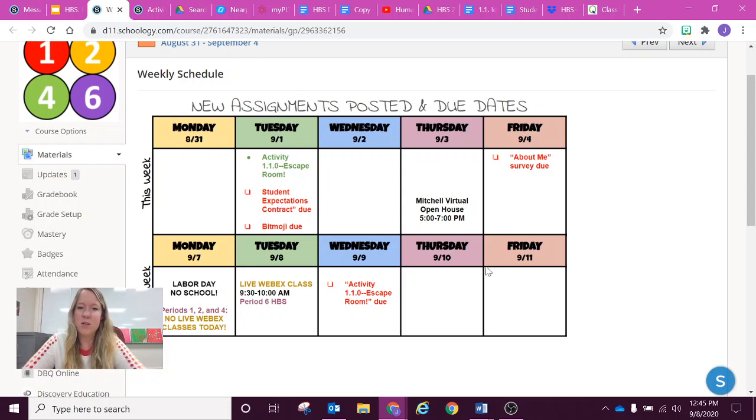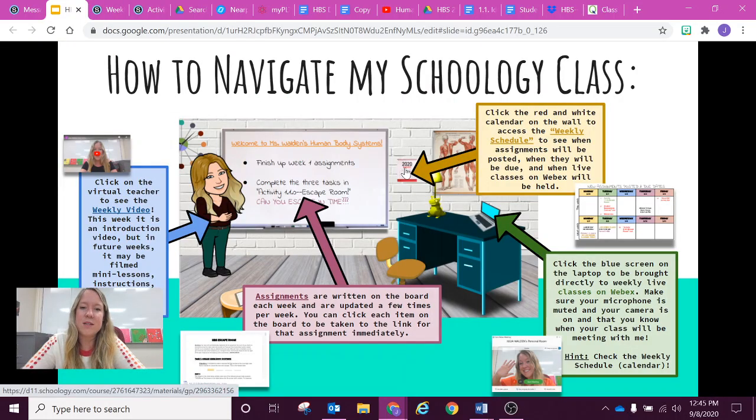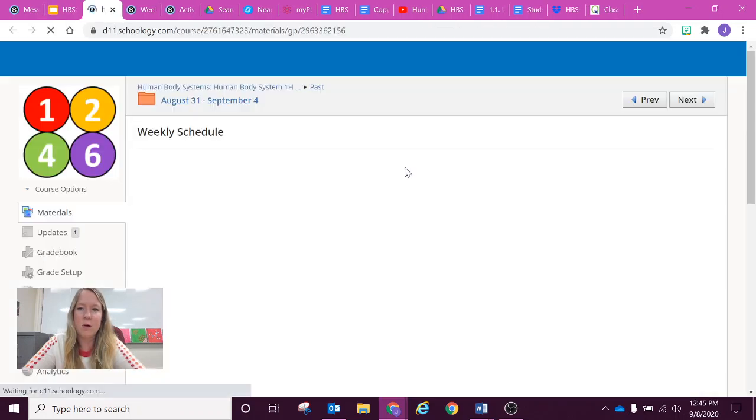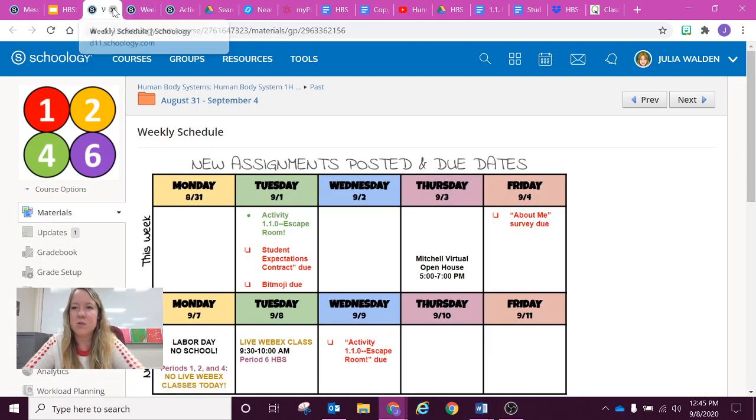And this schedule is where you're going to find all the important things that are being posted, but also when things are due, and then also special events. So like last week we had an open house on Thursday from 5 to 7. So that was embedded right into my weekly schedule. And again, you can get to that just by clicking the little calendar on the wall, and it will bring you to that weekly schedule.